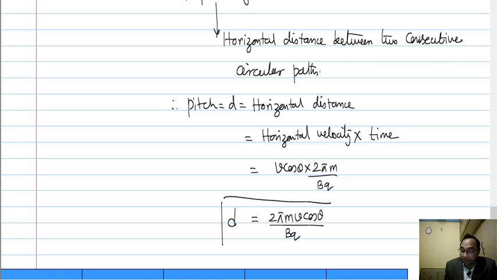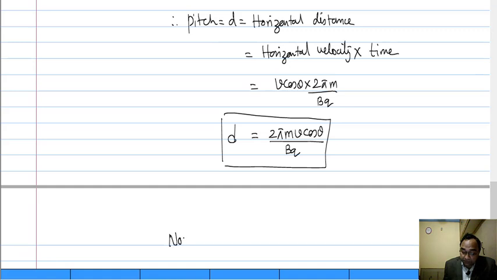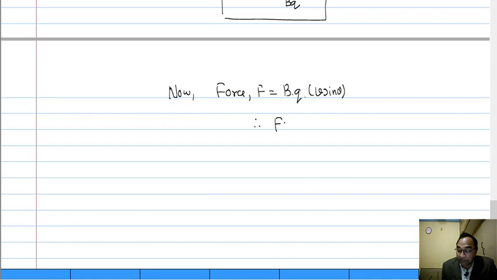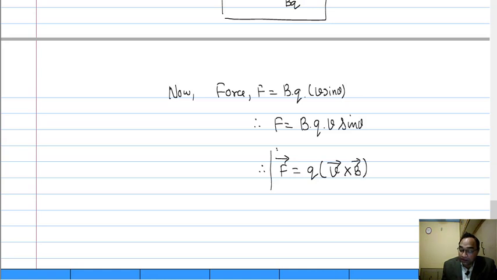This is the pitch. Now, what will be the force? Force F will be B Q, but V will be what? V sin theta. So, therefore, F is equal to B Q V sin theta. Now, this can also be written as F vector is Q V cross B, because sin theta occurs in cross product. That is exactly how we can write in general. This is the general expression for the force because of the magnetic field on a charged particle.